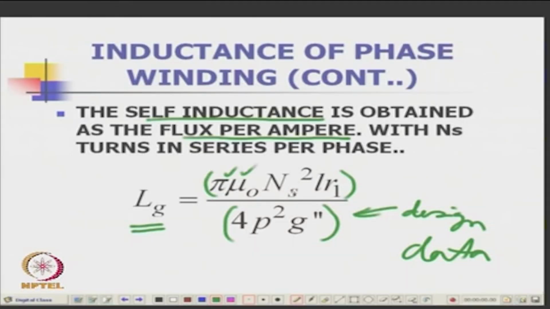See that, so that means we have an expression for the inductance of the armature winding per phase in terms of all the data. These are constants. ns is the design data, the number of turns in each phase, L is the length of the machine, R1 the radius at the air gap, and P is the number of pole pairs, and g double dash is the effective gap length which takes care of the actual length, the slotting of the stator and the poles in the rotor. So, you have an expression for the inductance in the armature.